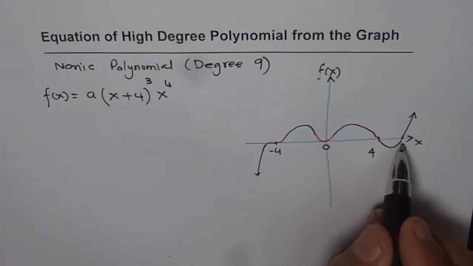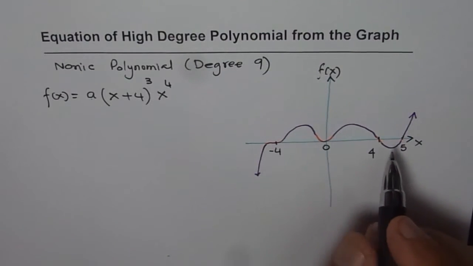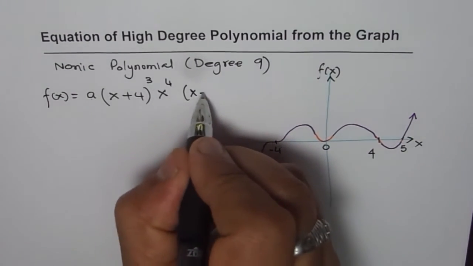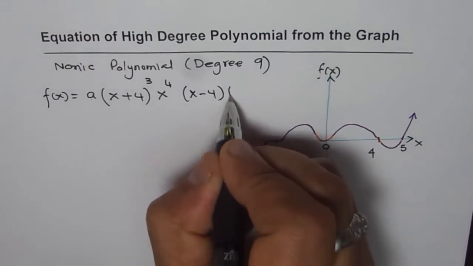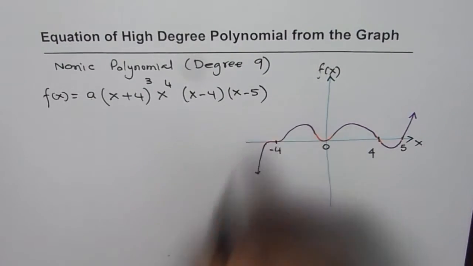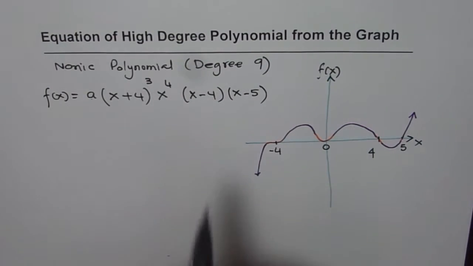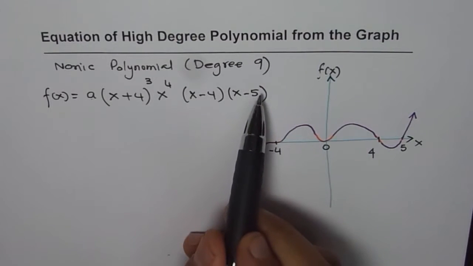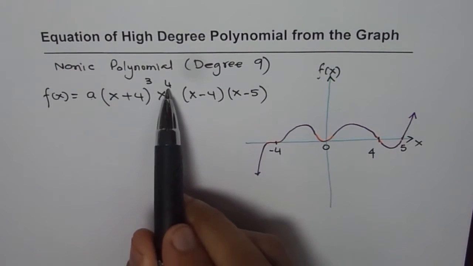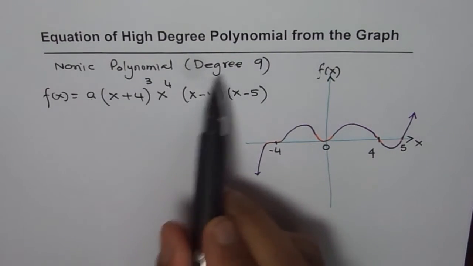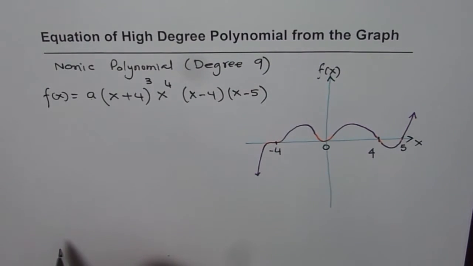And then we have two linear zeros. Straight lines are linear. So we have factors of x minus 4 and x minus 5. So if you see this polynomial, in that case, we have degrees 1, 2, and 4, 6, and 3, 9. So that could be a nonic polynomial, correct?